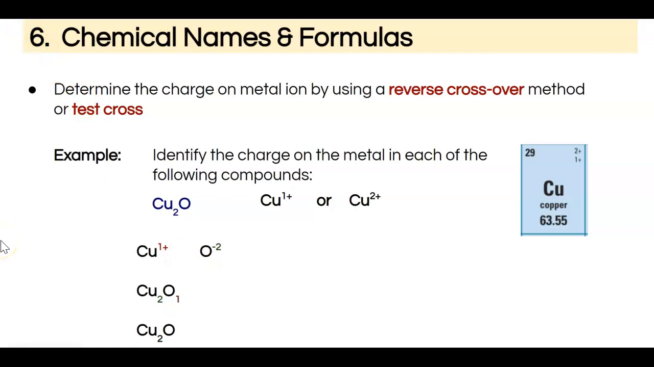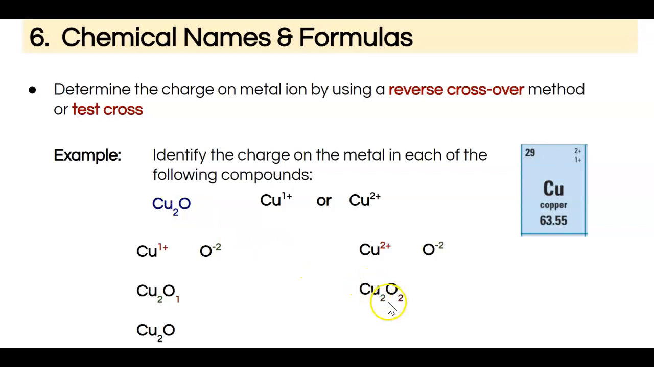Sorry about that, folks. What I did was I just changed the screen so that you could see this last formula better. And so if I go ahead and do the same exact process, taking the other optional charge for copper, and I cross that with oxygen again, that's what I have in this compound. Well, what do I get?